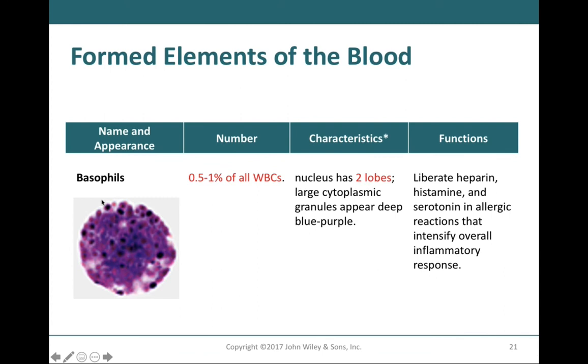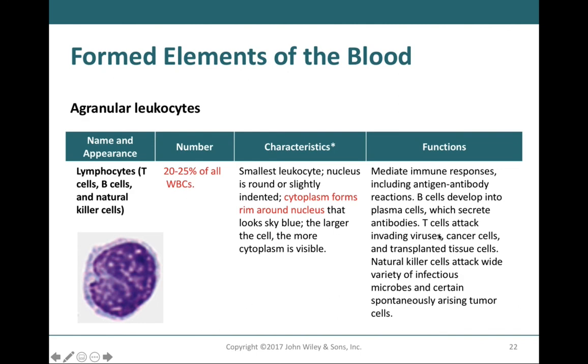When you see basophils, you want to start thinking about allergic reactions and the inflammatory response. Basophils are going to release a chemical known as histamine, which is going to be a major mediator in the allergic reaction. Histamine is also the target of a class of drugs known as antihistamines, which will suppress the allergic reaction. So you should associate the term basophil with allergic reactions.